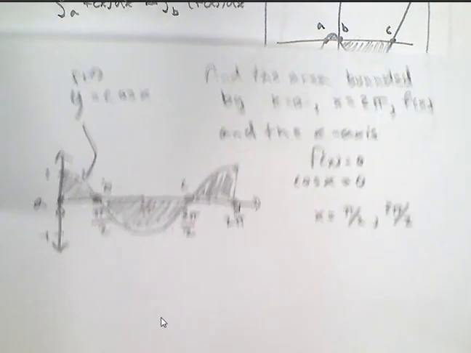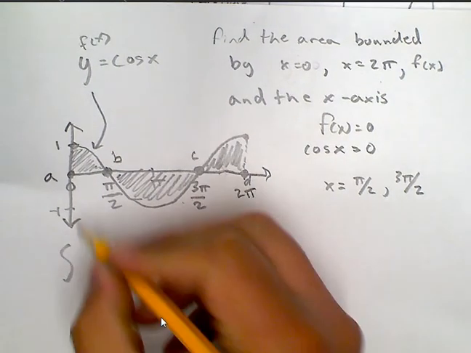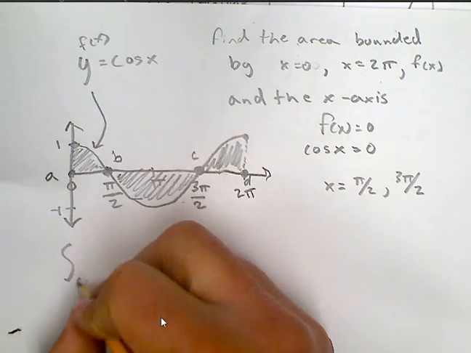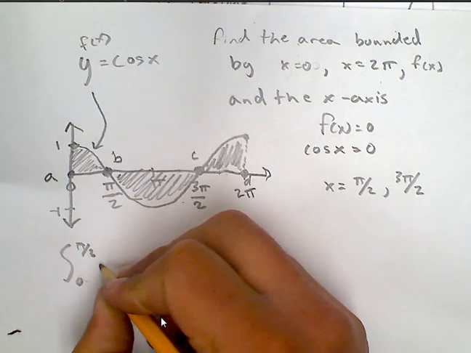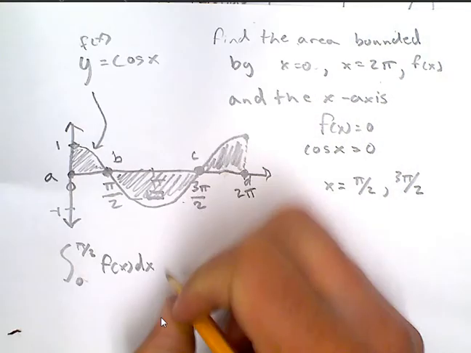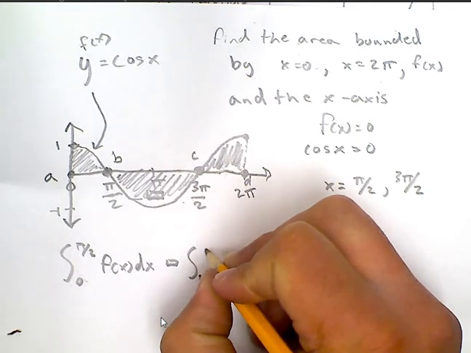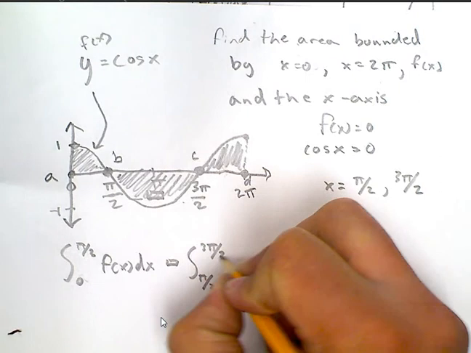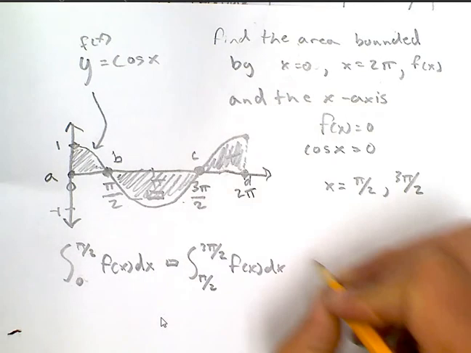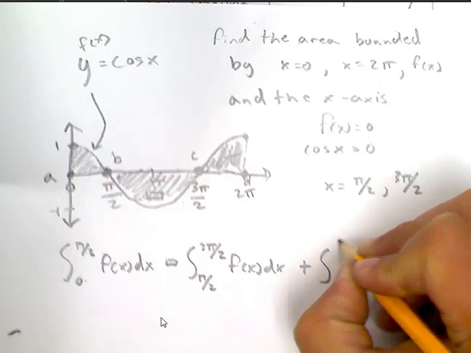So I have to do 3 different integrals here. I got my A, B, C, and D. I have to do the integral from, sorry, not A to B, from 0 to pi over 2, and I just do the regular old integral, f of x dx. This is negative, so I'm going to minus it, which will make it positive: integral pi over 2 to 3 pi over 2 of f of x dx. And that's positive, so I don't need to minus it. I just add it from 3 pi over 2 to 2 pi of f of x dx.